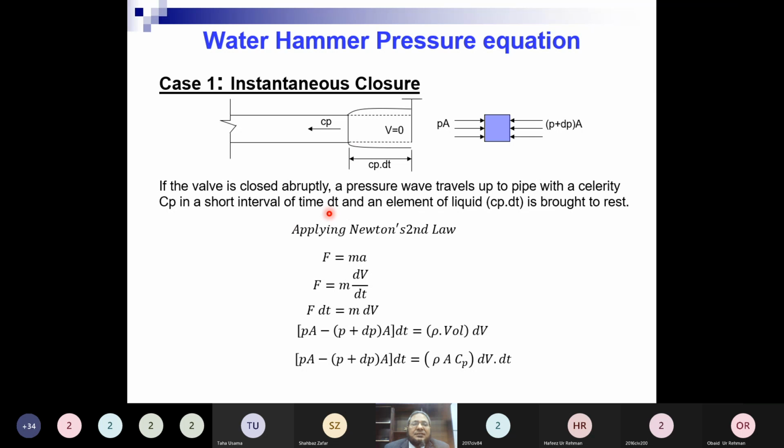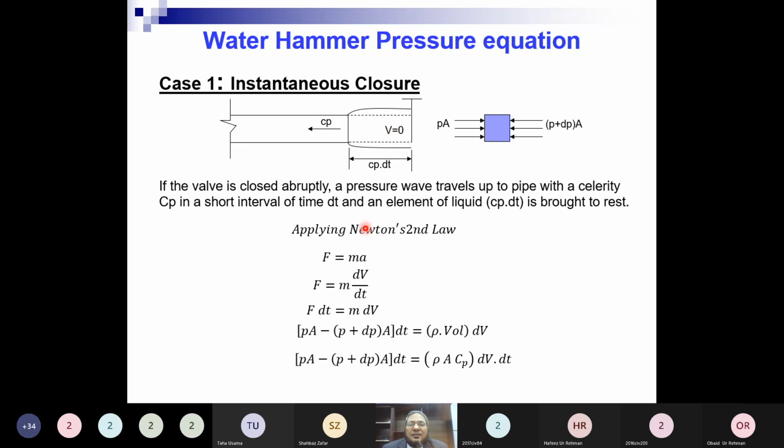Now the same is mentioned here. If the valve is closed abruptly or instantaneously, a pressure wave travels up the pipe with a velocity Cp. In a short interval of time dt, an element of the liquid of length Cp into dt is brought to rest. Now what happened, by the way? The liquid was flowing in this direction before valve closure. Now the valve is suddenly closed. Why will the pressure develop? Because of the inertial effect.